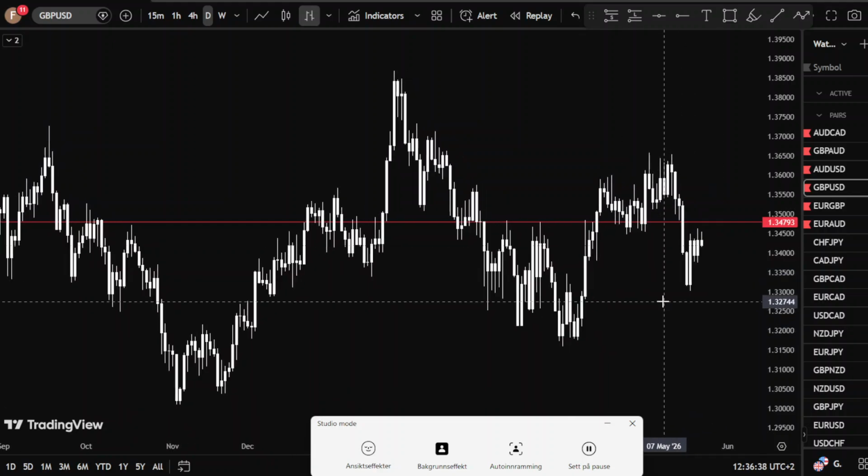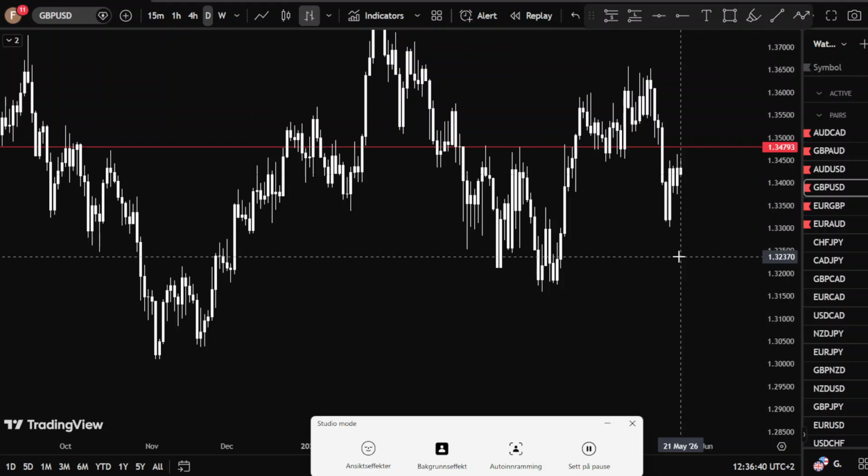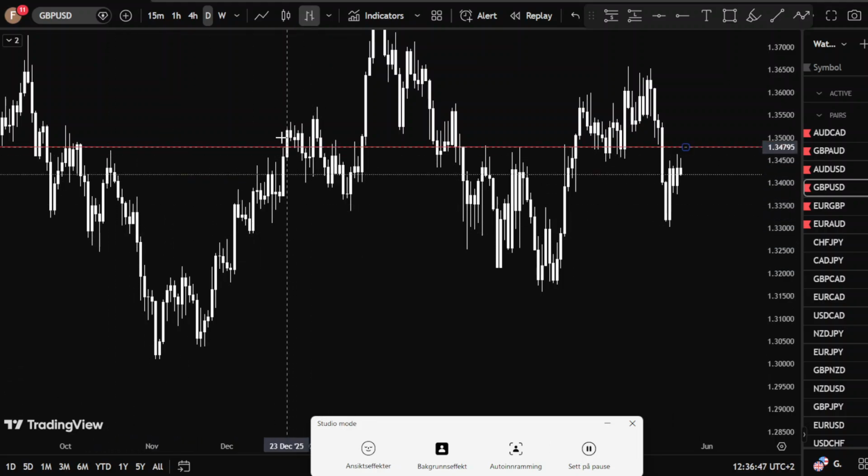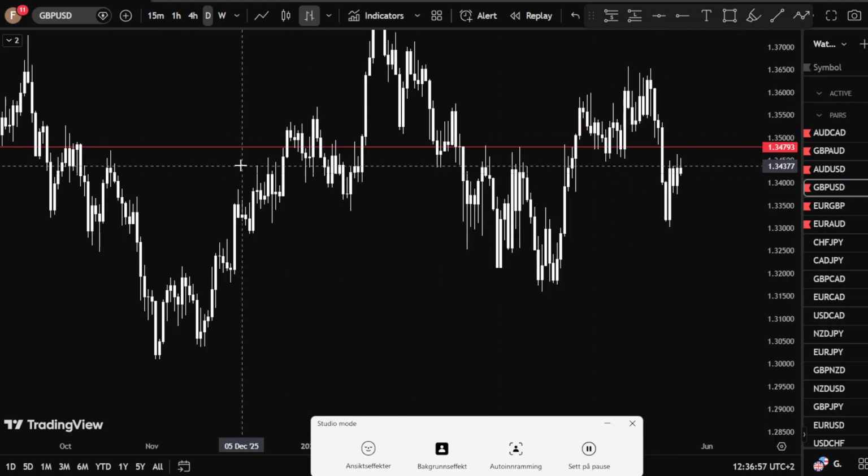Once more, GBP USD, same thing. Resistance, kind of resistance, support, resistance, not really, support. This is a zone where price tends to react. So again, if it hits the red line, I'm going to enter a short position.